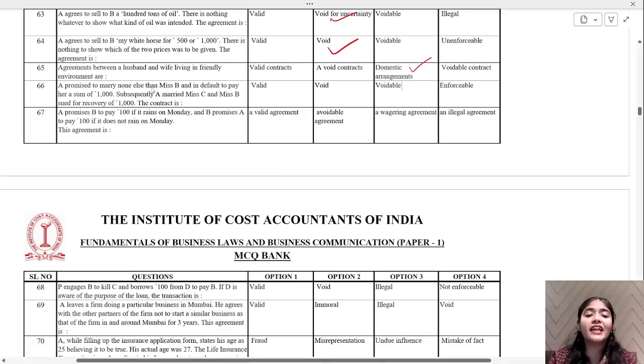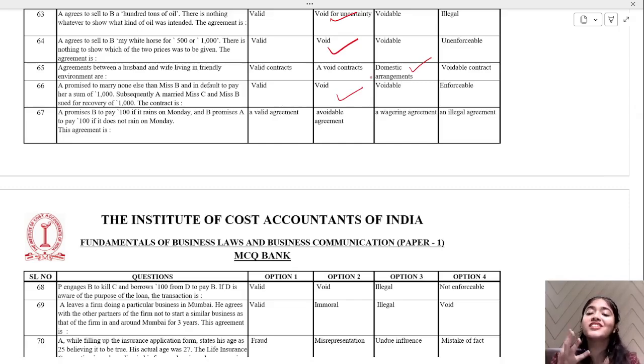A promised to marry none else than Miss B and in default to pay her a sum of 1000. Subsequently, A married Miss C and Miss B sued for recovery of 1000. The contract is valid, void, or you could say voidable or unenforceable. That is a void contract. Now you can't restrain them from marriage.